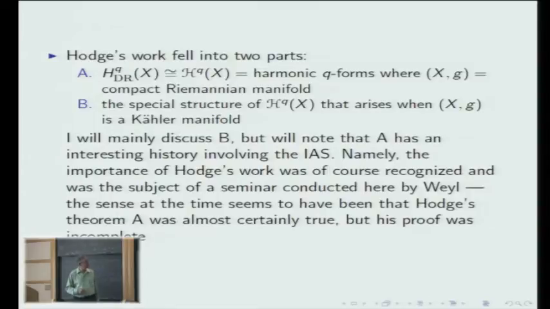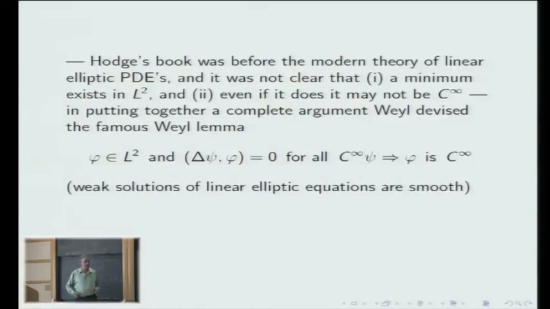and B, the very special structure of the harmonic forms when you have a Kähler manifold. I'm going to talk about B in just a minute, but there's a nice little story here about A. The importance of Hodge's work was recognized, of course, in particular by Hermann Weyl, who was here at the Institute, and he was giving a seminar, and it became, I think, reasonably clear in the course of that seminar, when you look at the notes that come out of it, that Hodge's theorem was certainly a correct theorem, but the proof was incomplete.